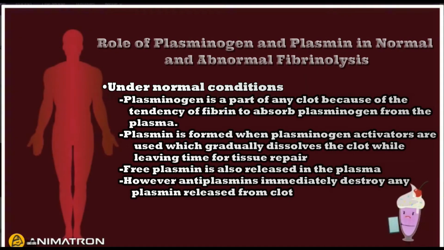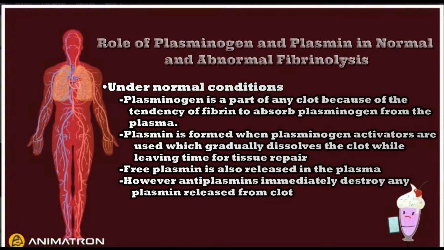Role of plasminogen and plasmin in normal and abnormal fibrinolysis. Under normal conditions, plasminogen is a part of any clot because of the tendency of fibrin to absorb plasminogen from the plasma. Plasmin is formed when plasminogen activators are used, which gradually dissolves the clot while leaving time for tissue repair. Free plasmin is also released in the plasma. However, antiplasmins immediately destroy any plasmin released from the clot.